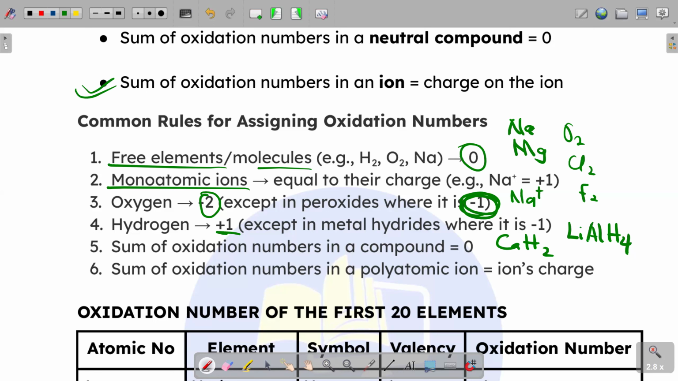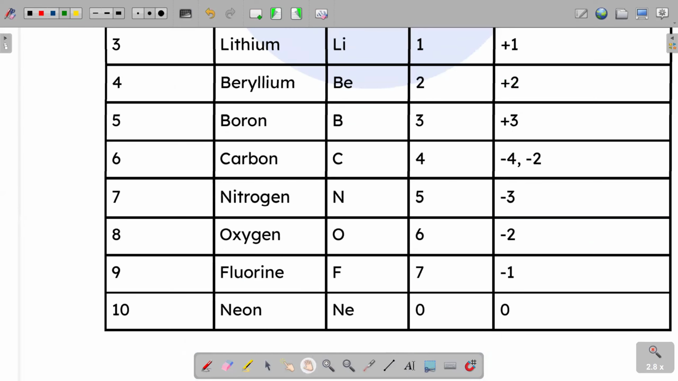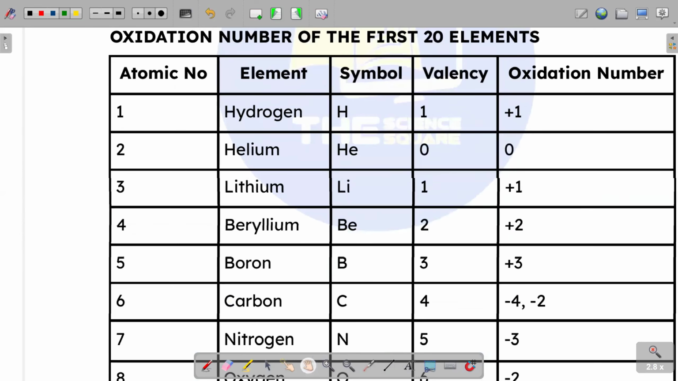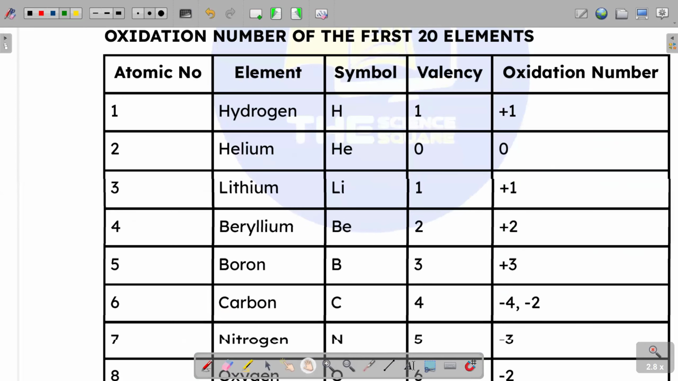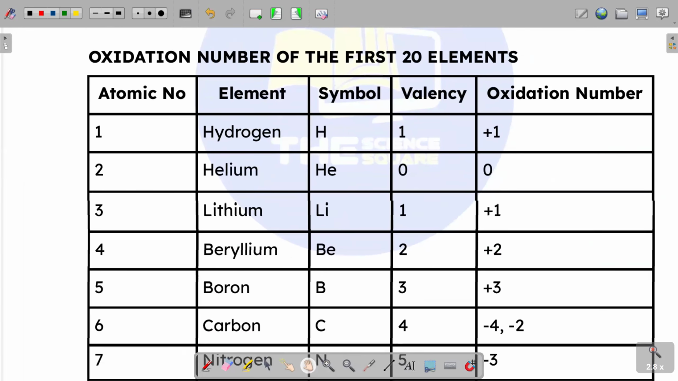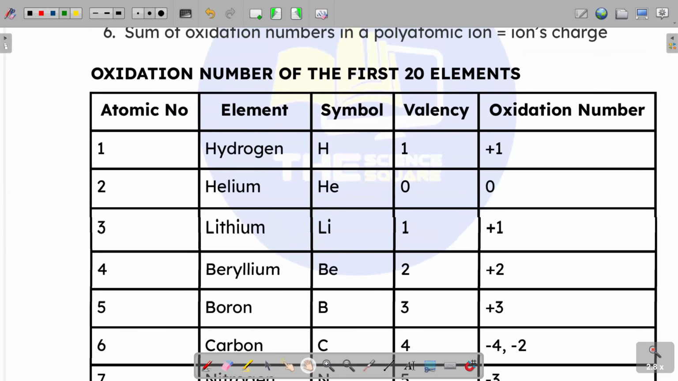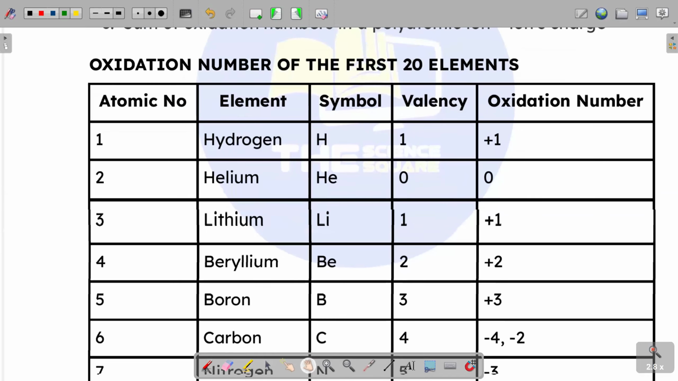So let's look at some of the first 20 elements and their oxidation states. Looking closely, you see that there's a relationship between the valency and the oxidation state, but not all the time, because there are some elements that can have more than one oxidation state.